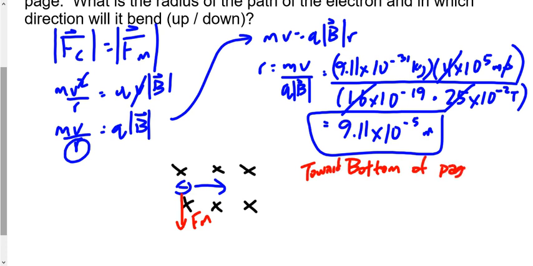Or you could say down the page or something of the sort there. Just remember that we tried this right away. I think Austin suggested, was it you, Austin, that said we should use this one? Fc equals Fm? Okay. He suggested that right away because we were looking for radius. And that's good. That's the first thing I want you to think of when you're looking for radius in the context of a charged particle in a magnetic field.